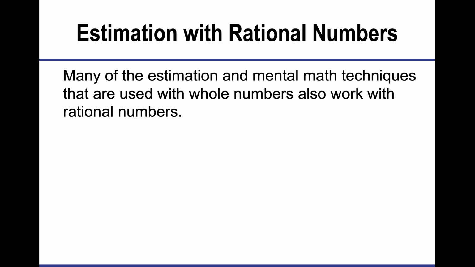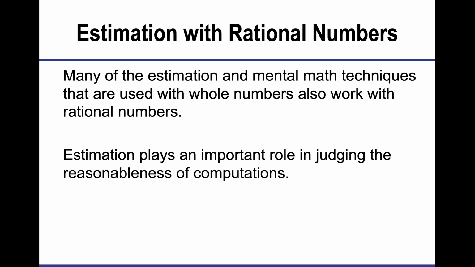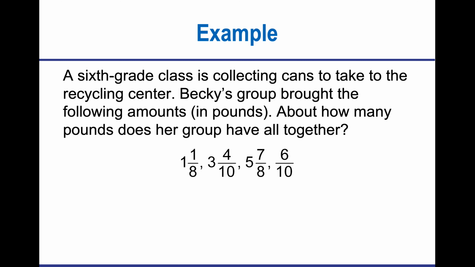Estimation with rational numbers is used pretty often because I don't always know what something like 5/12 is. That's hard to kind of conceptualize. So we use estimation a lot with rational numbers. And it plays a role in trying to judge, is this really a reasonable comparison?